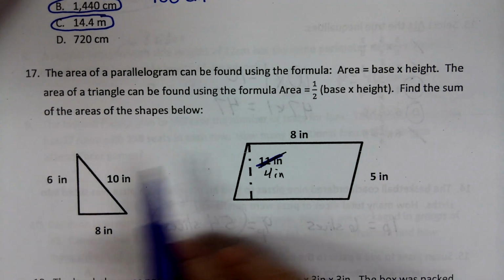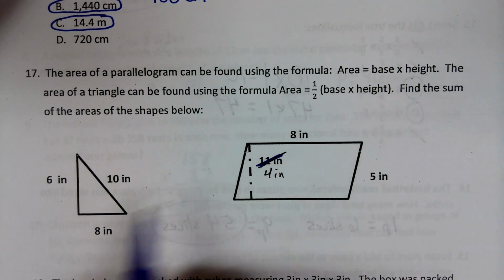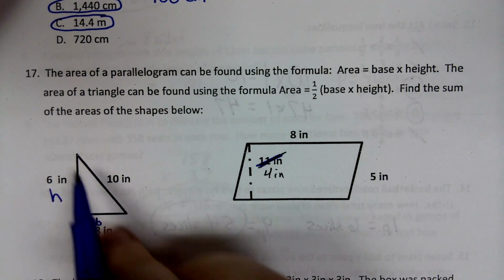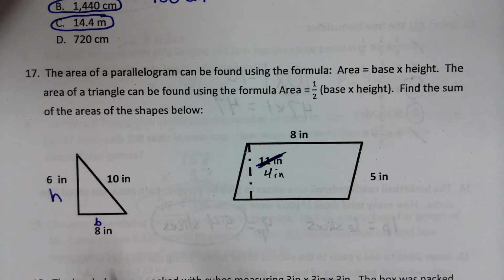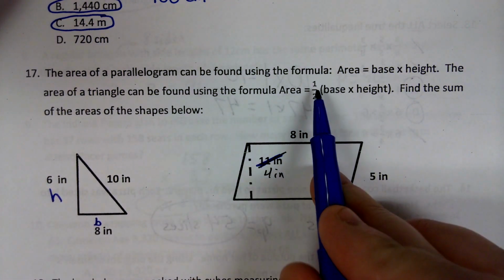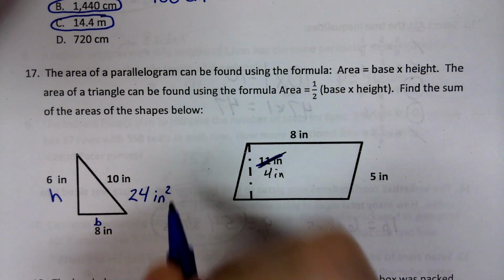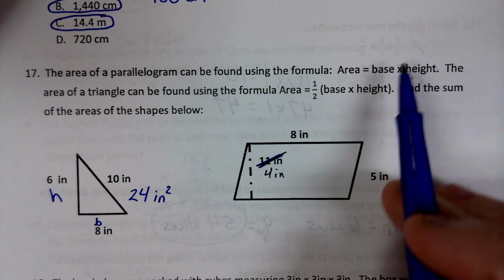So for the triangle, it's 1/2 the base times the height. So we've got the base here of 8, the height of 6. Remember, height always has to be straight up and down, not that diagonal side. So 6 times 8 is 48, but when I cut that in half, that gets me 24 square inches here on the triangle. For the parallelogram, it's pretty easy.